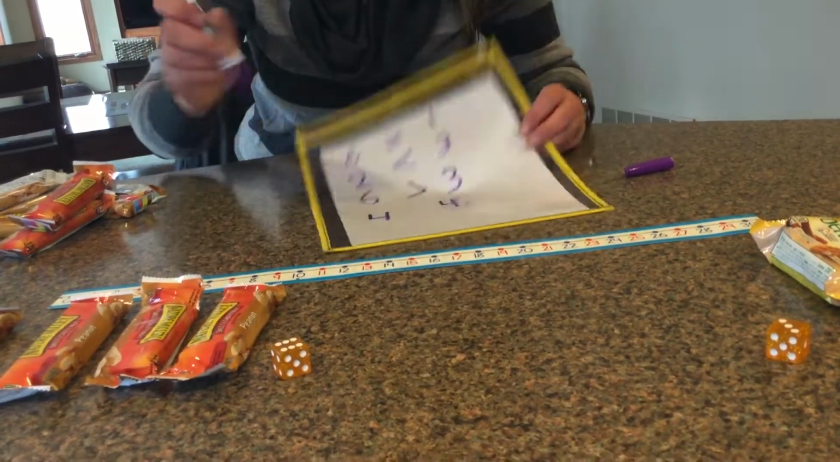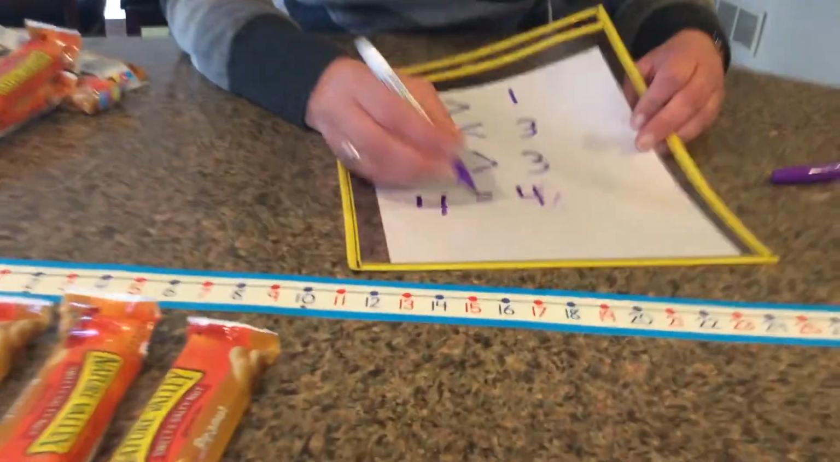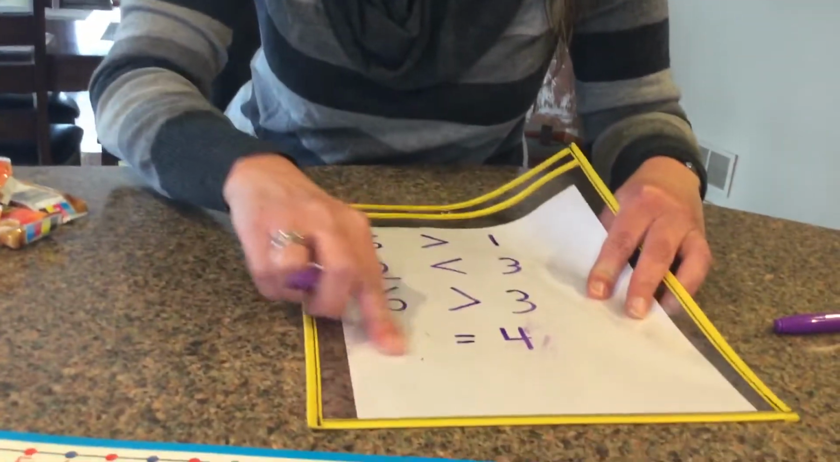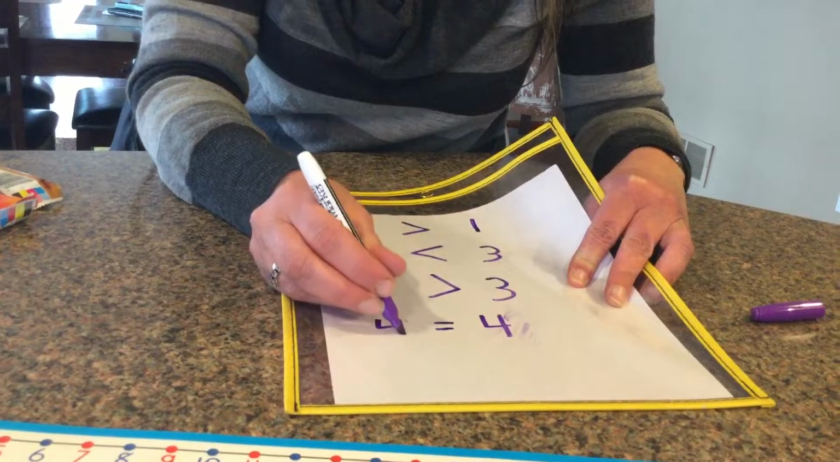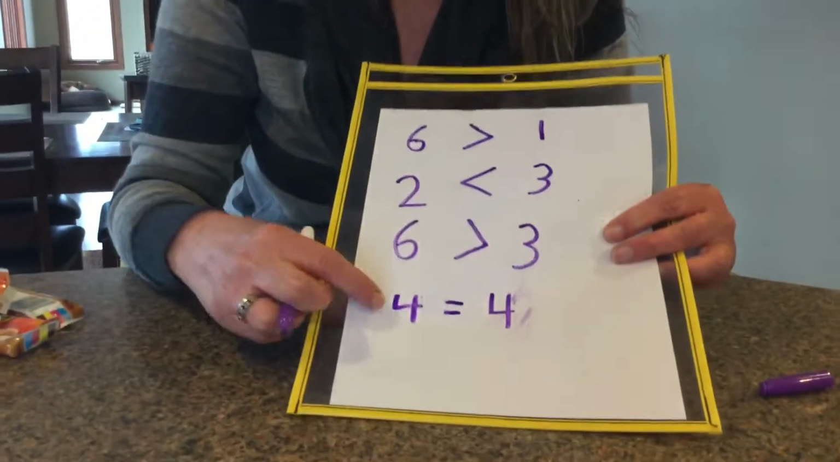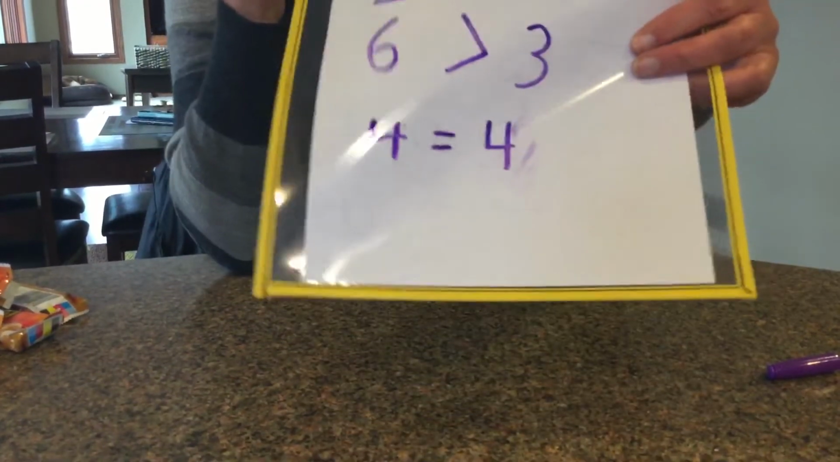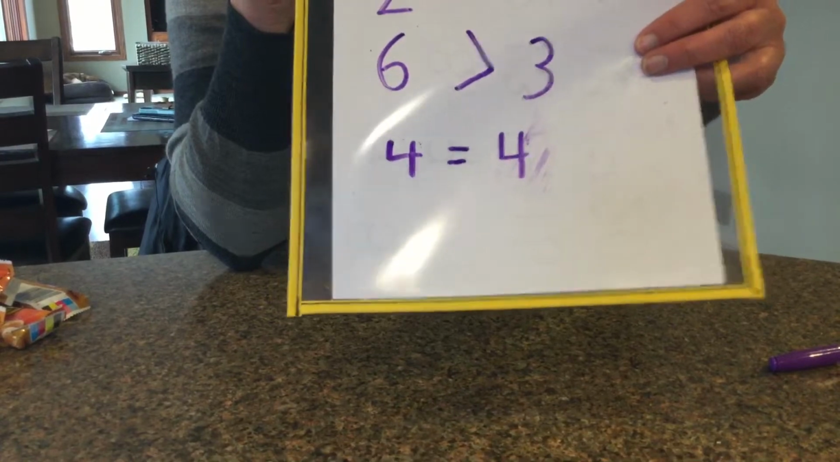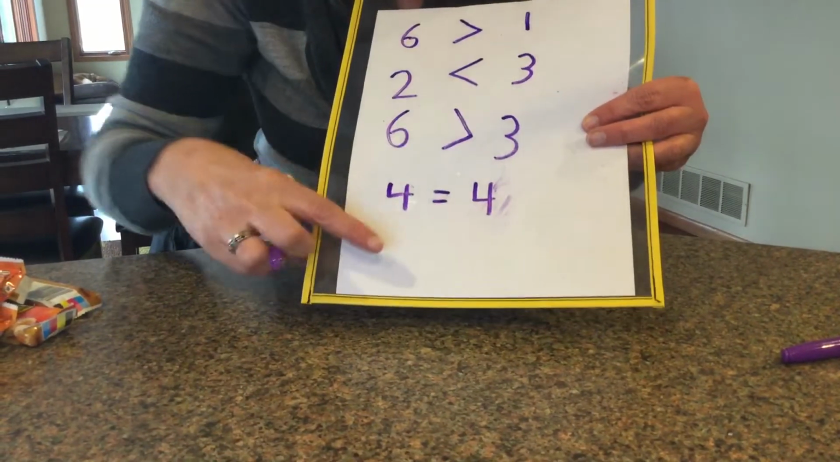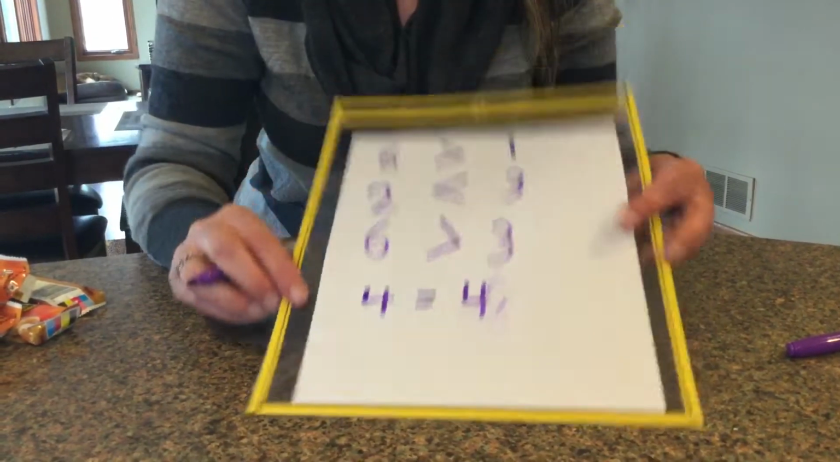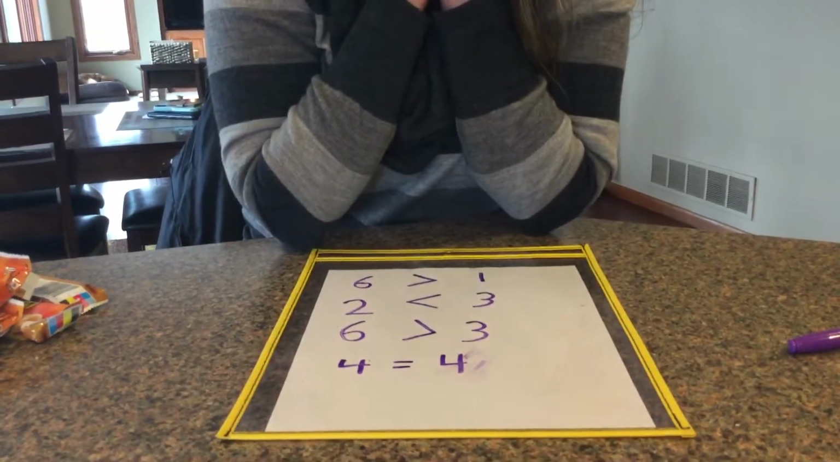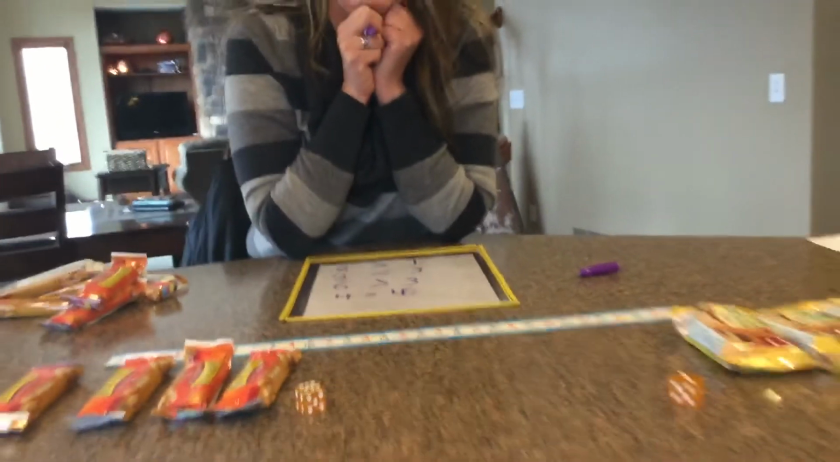Neither. Remember, we call that equal. I'm going to move this one up a little bit. We would say 4 is equal to 4. You say that. 4 is equal to 4. So today we learned about greater than, less than, and equal.